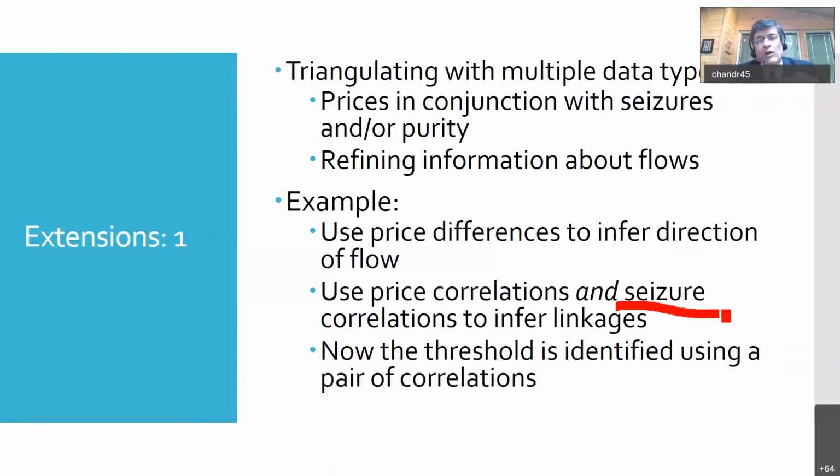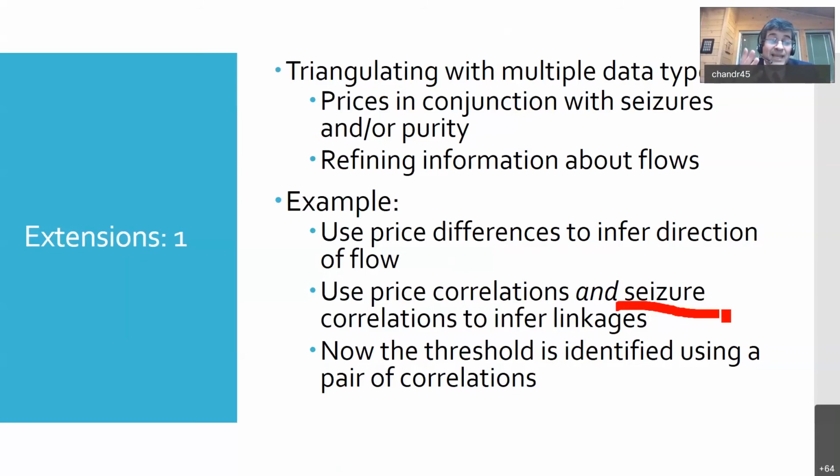And the only difference with what we did earlier is now the threshold correlation is not just going to be, here is the price correlation, 0.73 above which you can infer 2 cities are connected. Now we're going to require that your correlation for seizures is also above a seizure-specific correlation threshold. And you've got to fulfill both the criteria now for us to infer that you are linked. So it's a much tighter requirement. Okay, it's a stronger requirement.